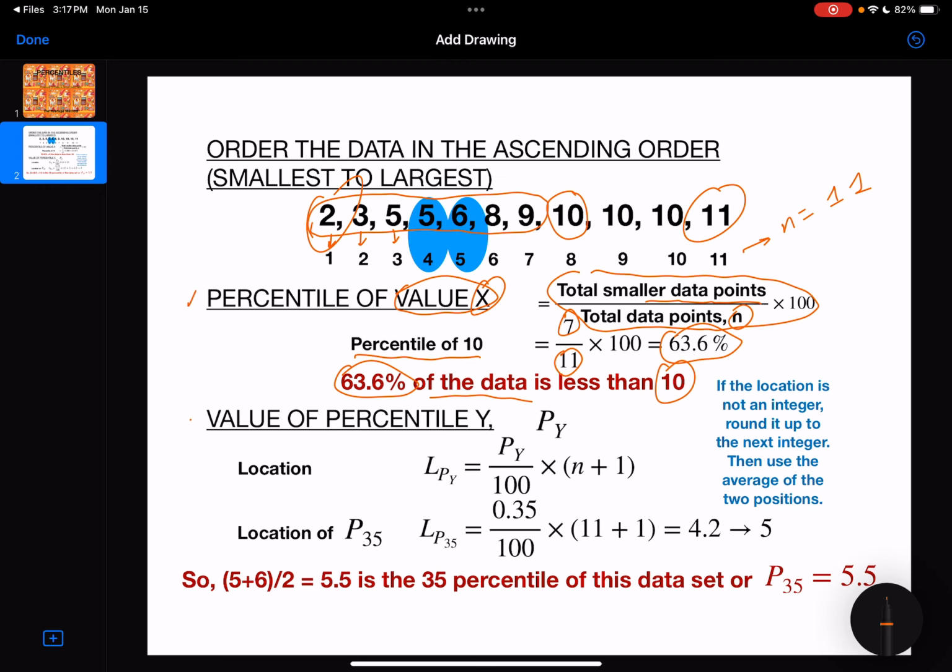The second task that we can do is, given any percentile y, can you find the corresponding value in the data set that corresponds to the percentile y? So we can, but the first thing we need to do is find the location of this value using this formula here. And this formula is derived directly from the previous formula. You take the percentile divided by 100, multiply by n, which is the total points.